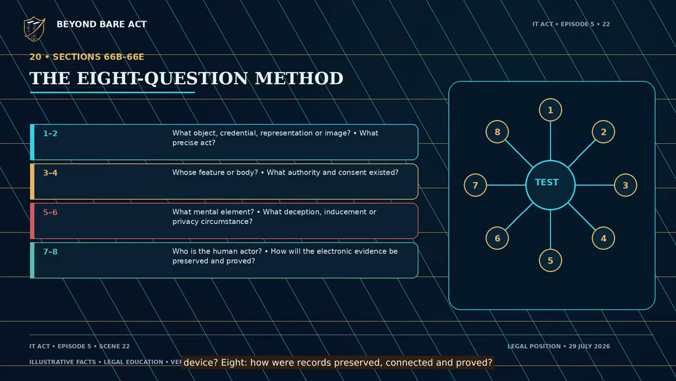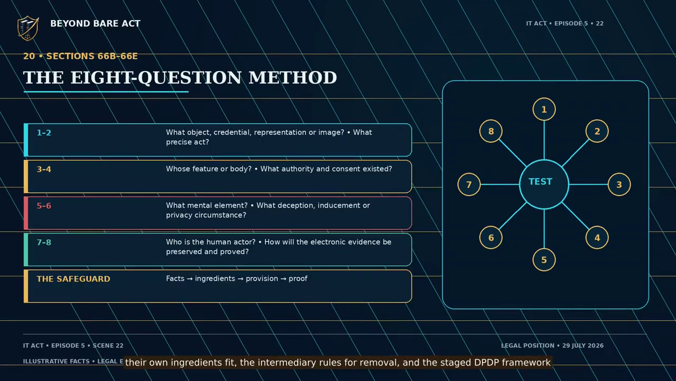Then check adjacent law. Sections 67 to 67B for content. Sections 72 and 72A for defined confidentiality situations, the BNS for personation, extortion, intimidation, voyeurism or stalking where their own ingredients fit, the intermediary rules for removal, and the staged DPDP framework for data governance. The order never changes. Facts, ingredients, provision, proof.